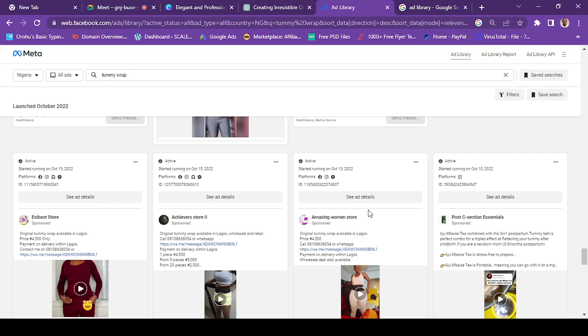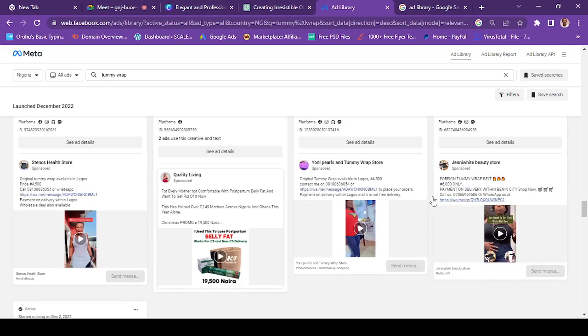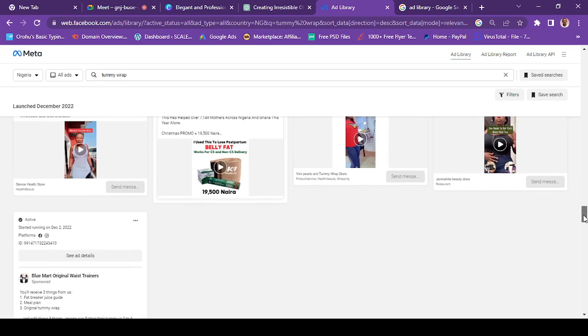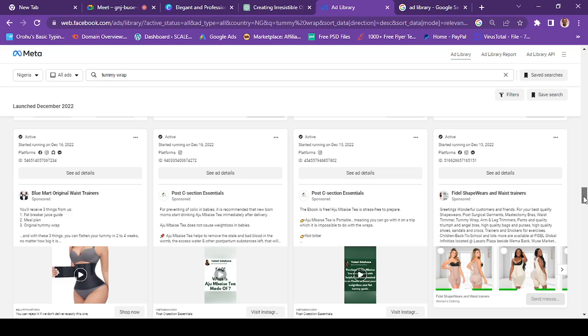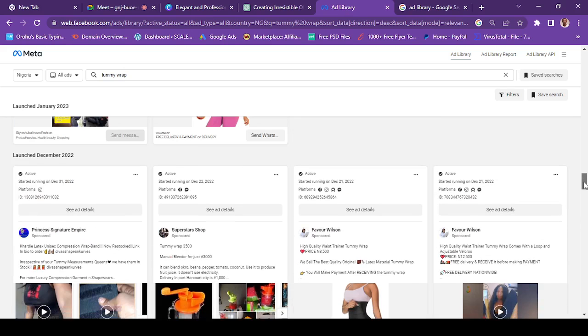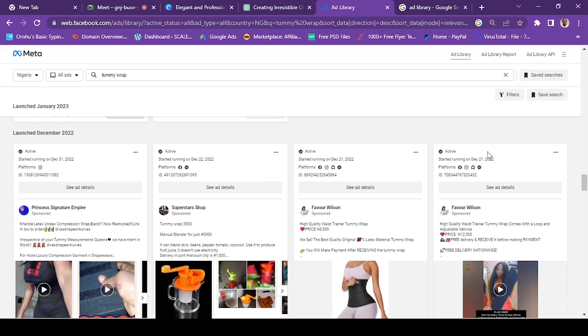That's what research does for you. If you don't know how to write any copy, you can come to this place and look for a similar ad. Get an insight of what they are saying about their own ad, copy whatever is on theirs, and you just go. So now you can have an idea of what people are already doing in terms of Facebook adverts.